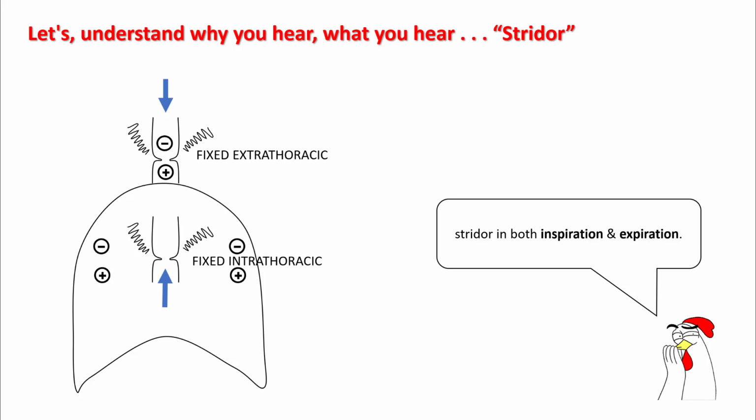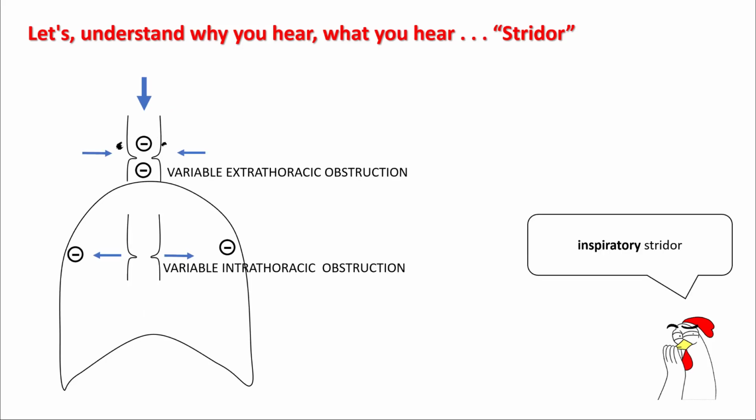The other sound that you hear is stridor. If you've got a fixed extrathoracic or intrathoracic obstruction, you will hear stridor in both inspiration and expiration. To understand variable obstruction, you have to understand how the airway diameter changes during inspiration and expiration.